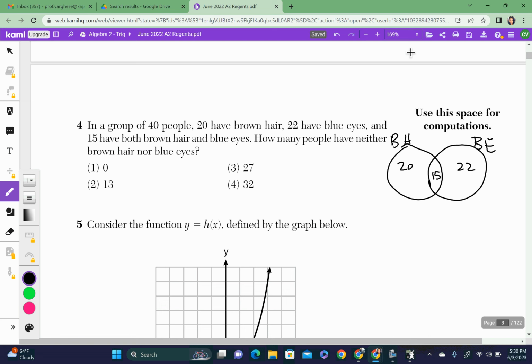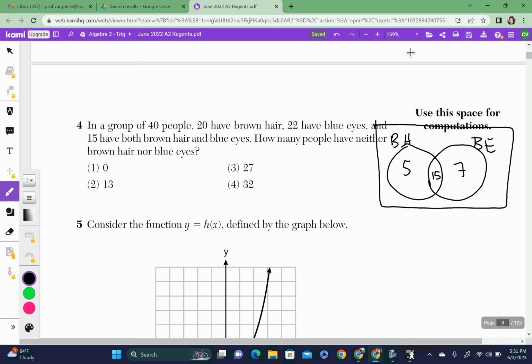So to figure out how many people only have brown hair, you do 20 minus 15, which gives us 5, so we could put a 5 here. To figure out how many people only have blue eyes, 22 minus 15 gives us 7. So we would have 7 only having blue eyes. How many people have neither brown hair nor blue eyes? So there's a whole set here. This is people who don't have either. So it's 40 altogether, right?